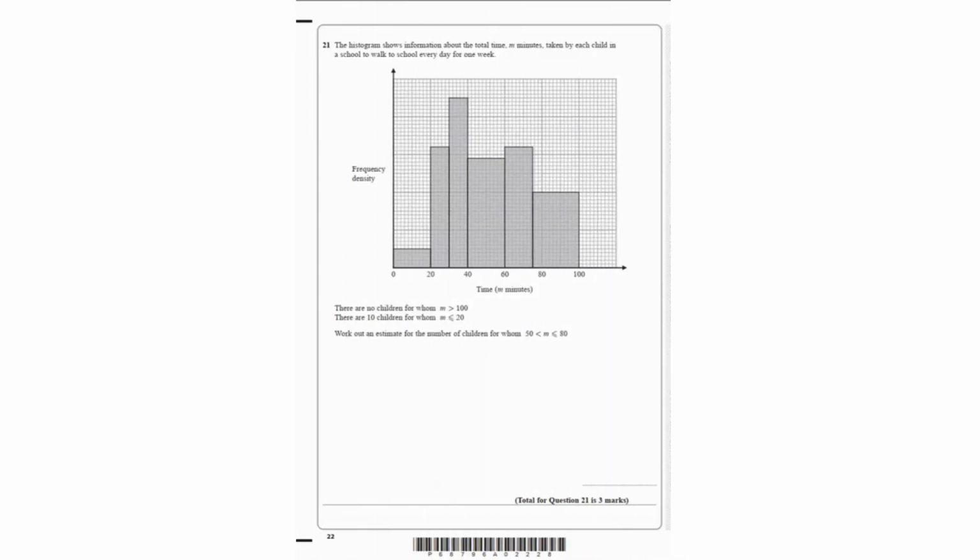Then it says the histogram shows information about the total time, m minutes, taken by each child in a school to walk to school every day for 1 week. Now they haven't given us the scale for frequency density. It says there are no children for whom m is greater than 100. That means no children over here. That's why there's no bar. There are 10 children for whom m is less than or equal to 20, which means the frequency over here is 10. Work out an estimate for the number of children for whom m is greater than 50 but less than or equal to 80.